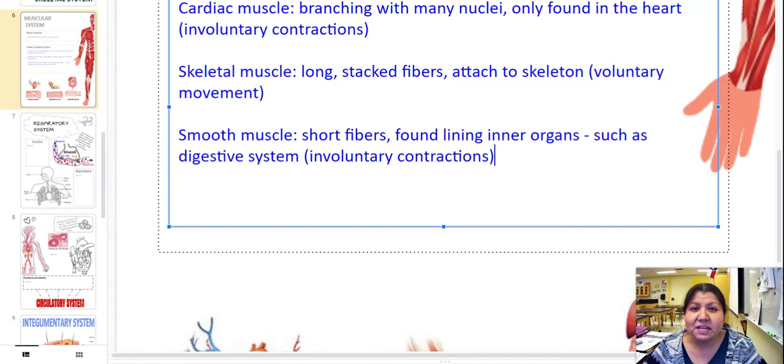So go ahead, finish this up. If you need a pause, then go ahead and do that. We're going to go ahead and move on to the next body system, which is our respiratory system.